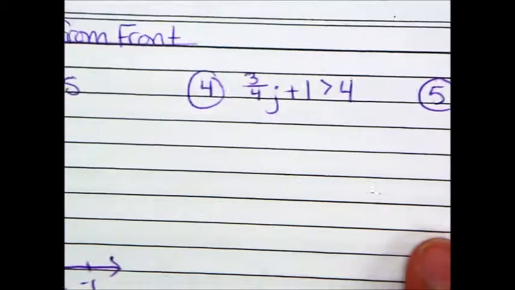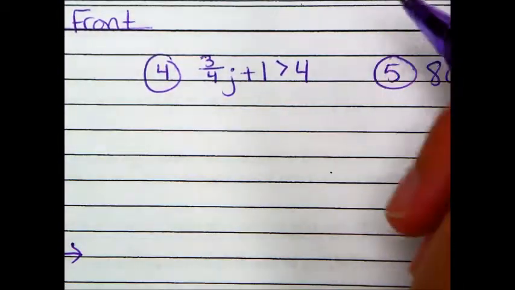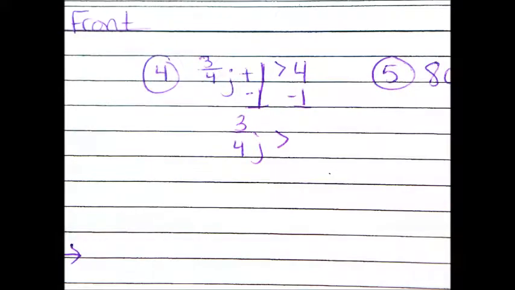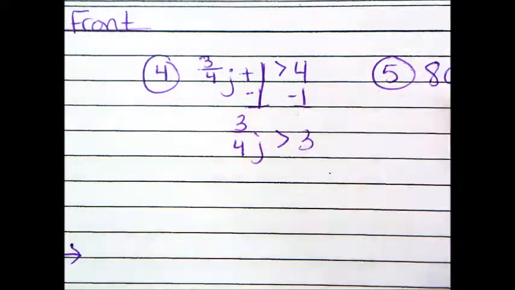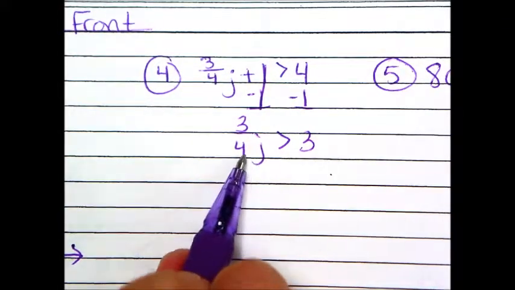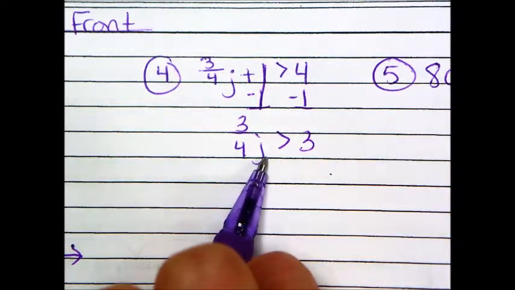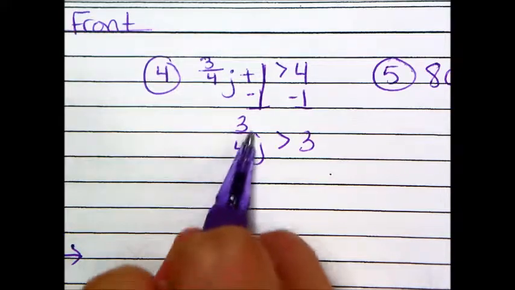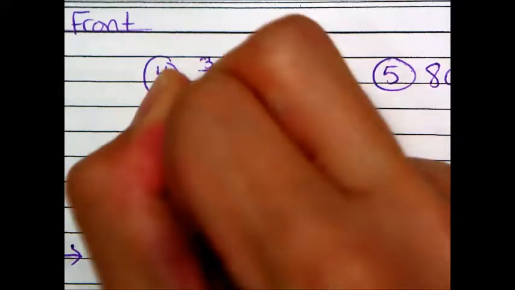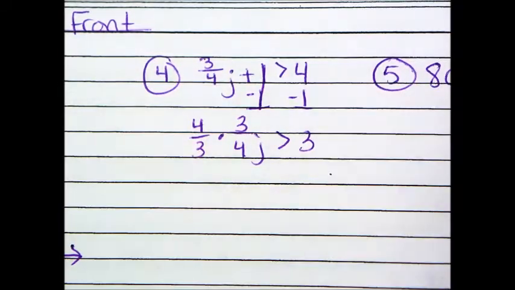Okay, continuing on with number 4. To solve for this one, I would want to subtract 1 on each side and get 3/4 j is greater than 3. And just a little review of how to deal with fractions. When you have a fraction being multiplied by your variable, the easiest way to eliminate that fraction is multiply by the reciprocal.